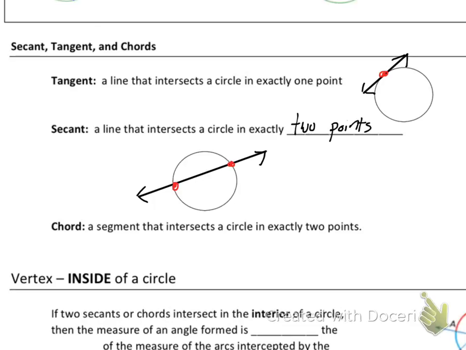Okay? So just remember, a chord also hits twice. It just has a start and stop. Secant goes on forever but still hits in those two places.